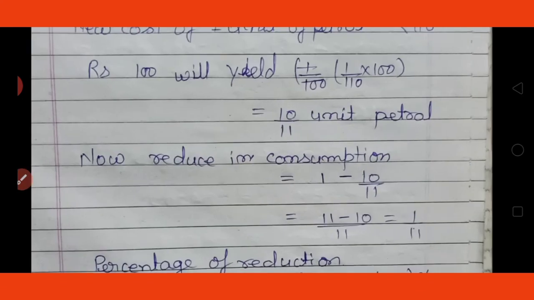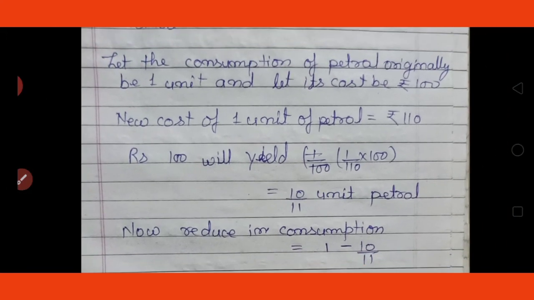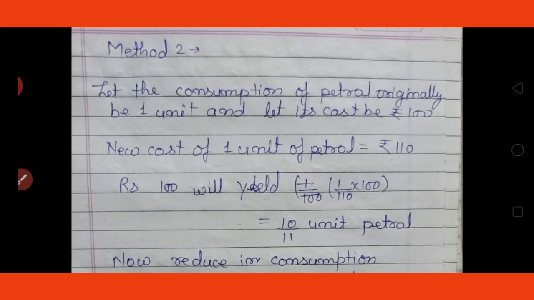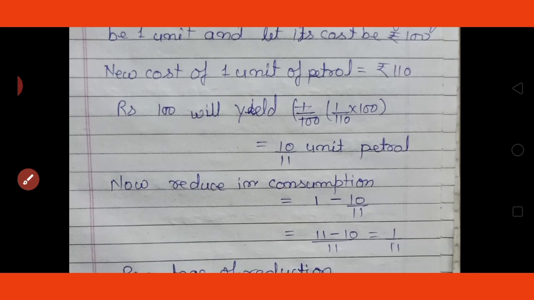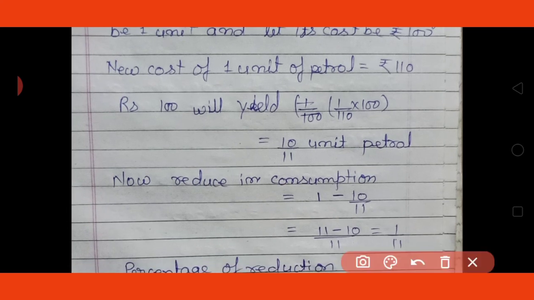Now we will understand the long method by the unitary method, how we have to solve this. So we have to assume that 1 unit of petrol cost was 100 rupees, and when it was increased by 10%, then it became 110 rupees. Now next, in 100 rupees, how many units can we purchase? So 1 unit cost multiplied with 100.